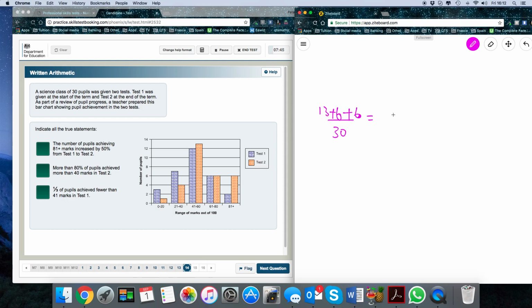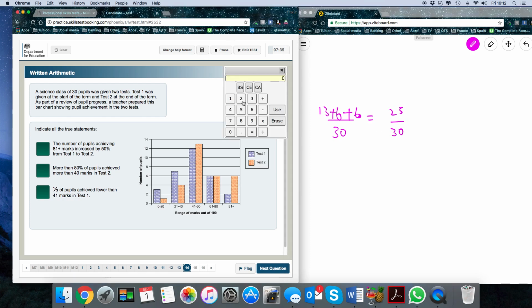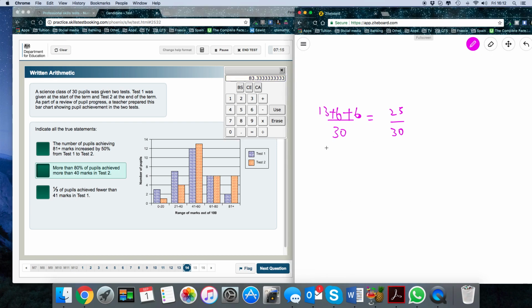So we add those up. I'm not going to do that on the calculator. 6 plus 6 is 12, plus 13 is 25. But what I will do on the calculator is work that out as a percentage. 25 divided by 30, times by 100. So we then just check the statement. The statement is saying more than 80%. I can totally agree with that. I made it 83%, so we check that one. That's true.